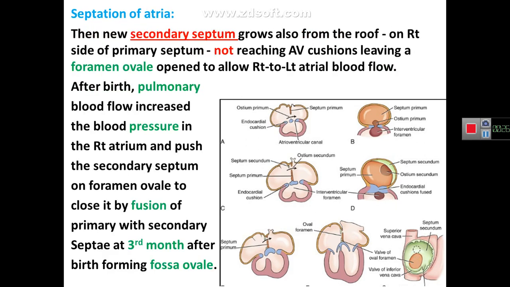This is all about interatrial septation. Don't forget that in practice you may hear by stethoscope a shunt of blood producing a murmur from the right atrium to the left atrium immediately after birth. So you don't have to tell the parents that the child has interatrial septal defect. Just wait for 3 months and look for this shunt of blood, the murmur. If it disappears on hearing by stethoscope during examination, that's all. It means that the secondary septum was not yet fibrosed with the primary septum. But if it does not disappear after 3 months, then tell the parent that the child has an interatrial opening.